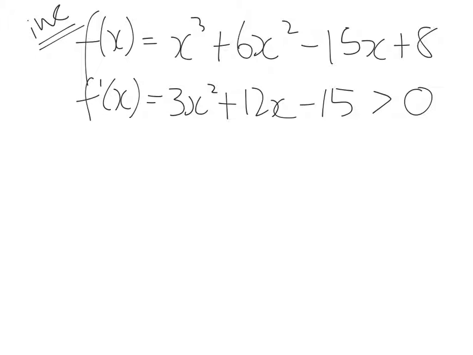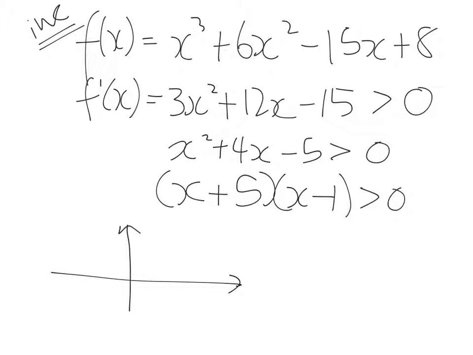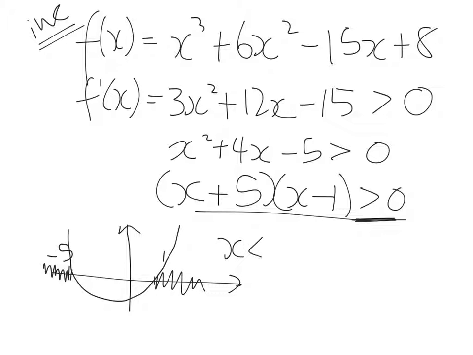So first let's divide through by 3. So we've got x squared plus 4x, take 5 is greater than 0. And now we can factorise: x plus 5, x minus 1, greater than 0. And it's a quadratic inequality, so we need to draw the graph. So that's going to be minus 5, this is 1. And because we're looking for where this graph is bigger than 0, we want where it's above the x-axis, so it's this bit and this bit, and so we write x is less than minus 5, or x is bigger than 1.